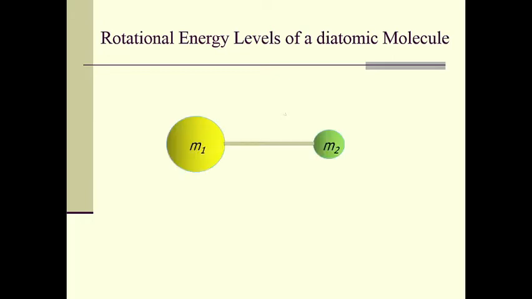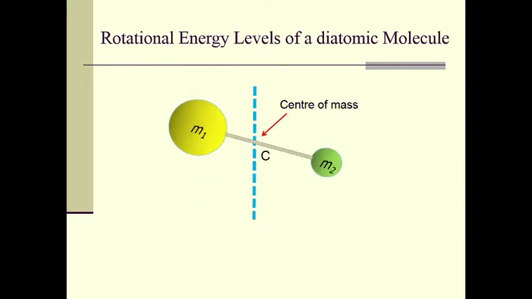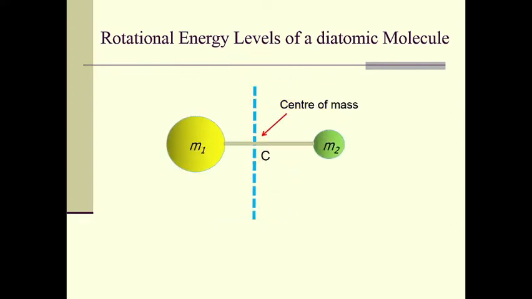So, let us consider a diatomic molecule having masses m1 and m2 joined by a rigid bar. The molecule rotates about an axis that passes through the center of mass C and perpendicular to the bond length.